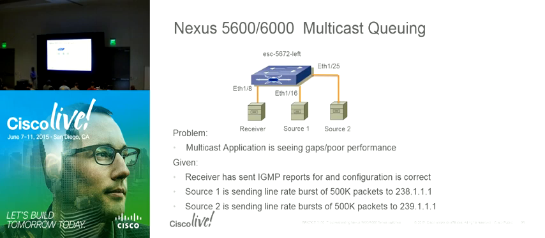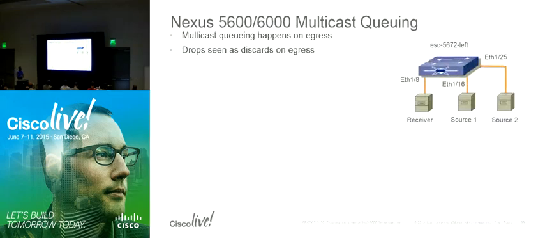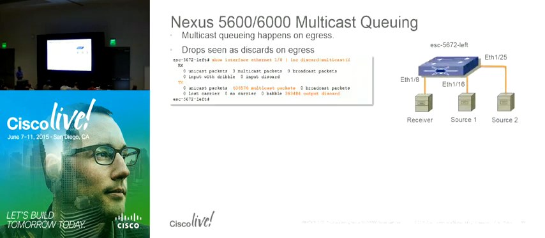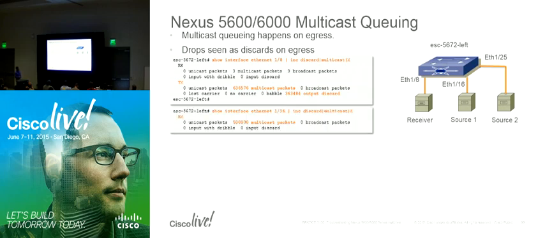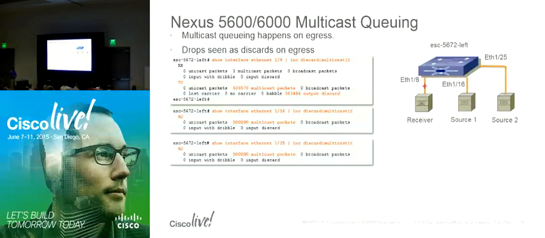Same thing for multicast queuing, but remember for multicast, the drops happen on egress. So here I'm sending 500K line rate bursts from 2 different 10 gig ports to one 10 gig port, and I'm going to expect some drops. So here I start seeing output discards on 1/8. No drops on ingress, and I see all my 500,000 packets accounted for.